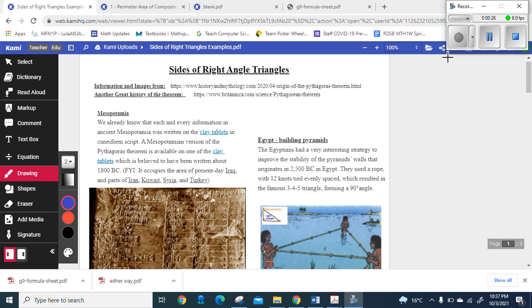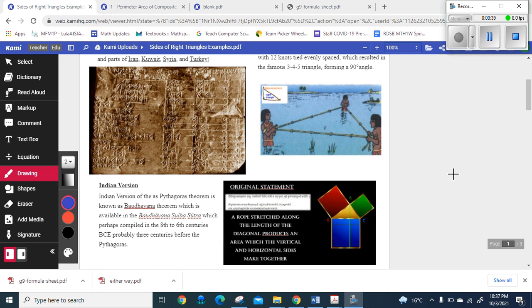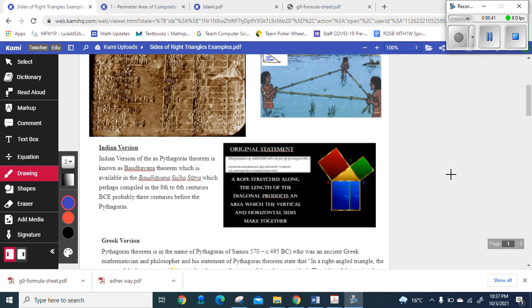We have, back in ancient Egypt where they were building their pyramids, ropes with 12 knots tied evenly spaced, which resulted in a 3, 4, 5 triangle. So there's our 90-degree triangle. We have the Indian version, which was compiled somewhere in the 8th to 6th century BC. So that's approximately 3 centuries before Pythagoras.